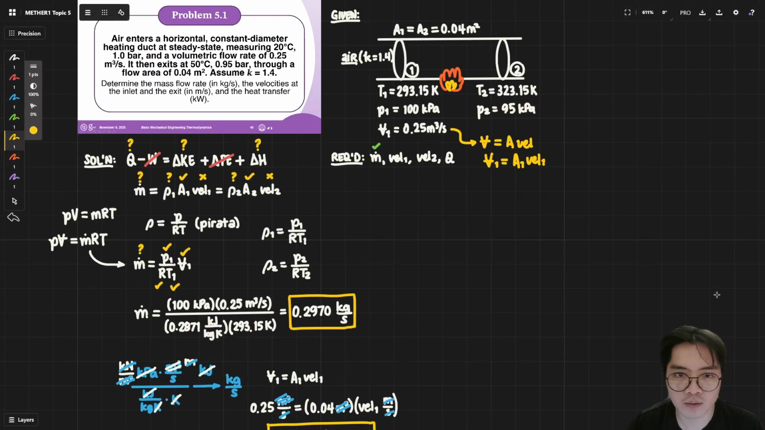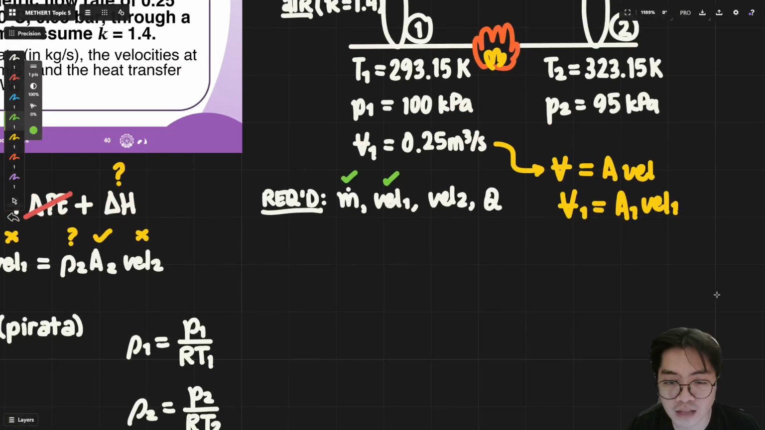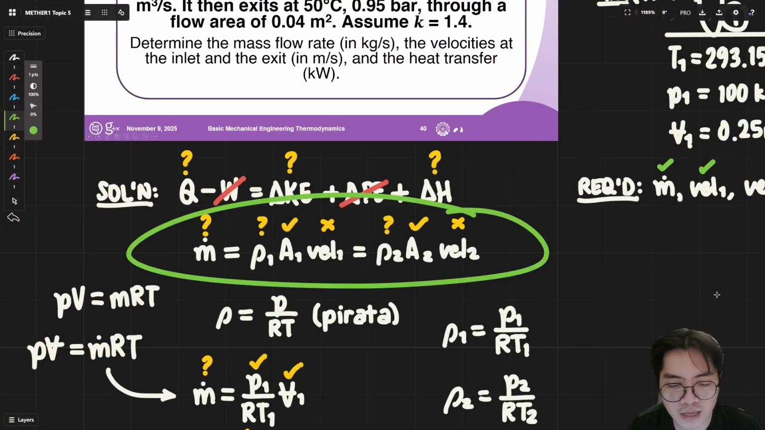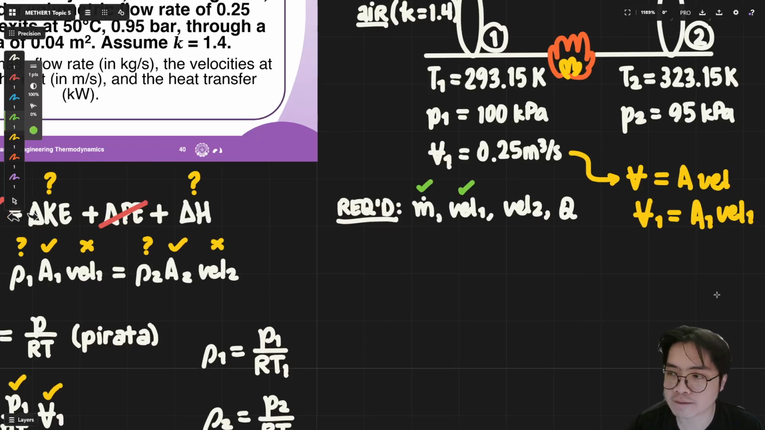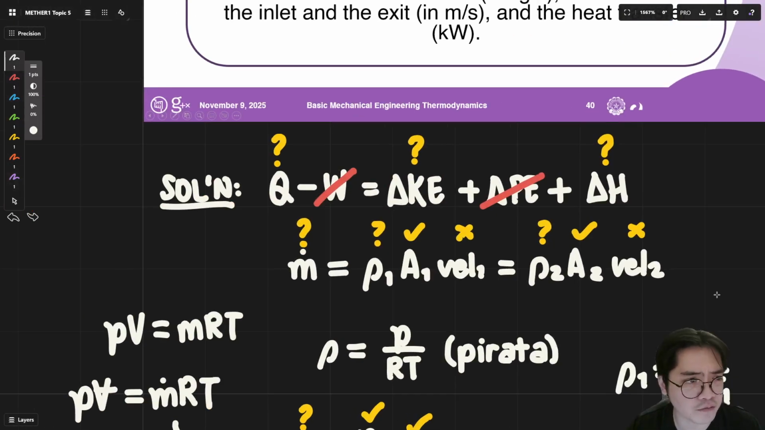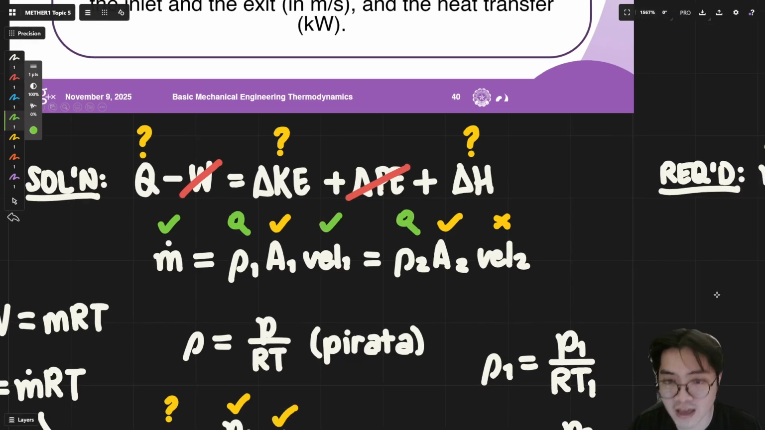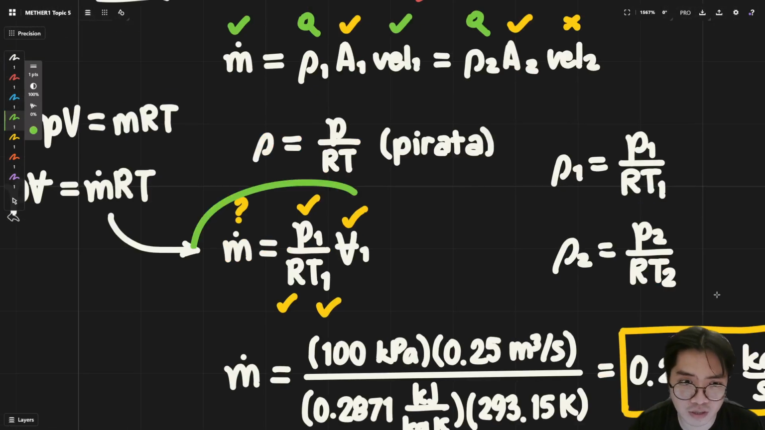Okay. Now we have vel1 as well. We will get vel2 next. How will we get vel2? Well, we can still make use of this continuity equation. The thing with this is now we have updated a few things, right? This is now possible. We can now get this. We can now compute for this. We now have vel1. We can now compute for rho 2. And in fact, we have now a kind of a condensed formula, which is this.